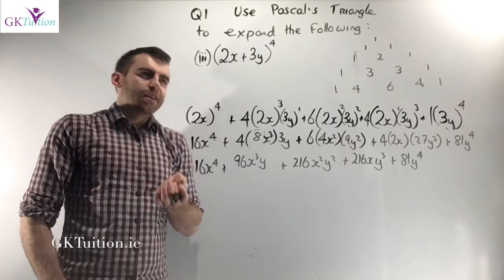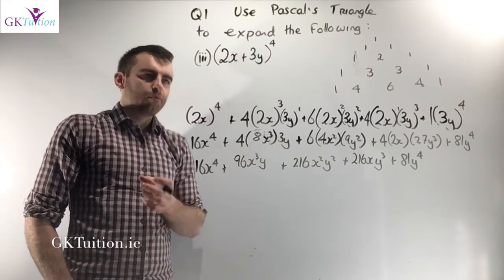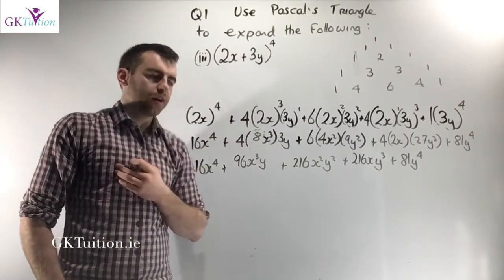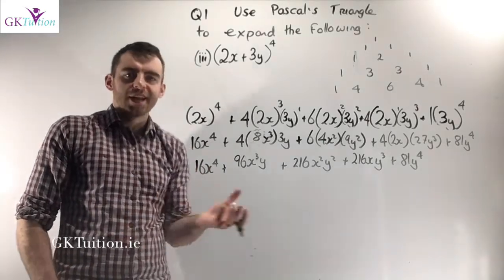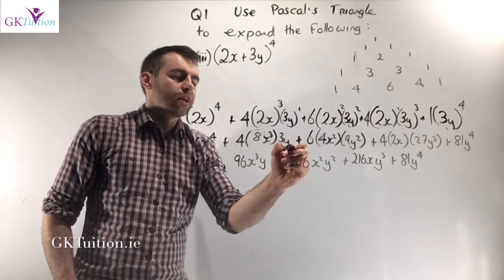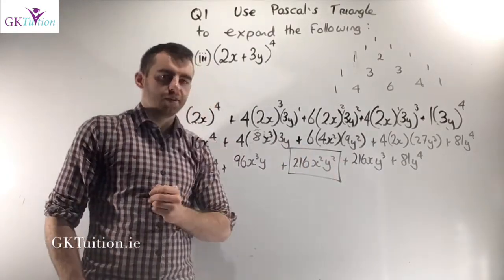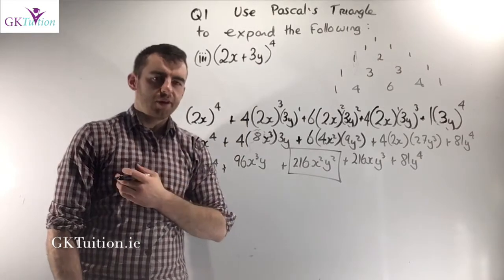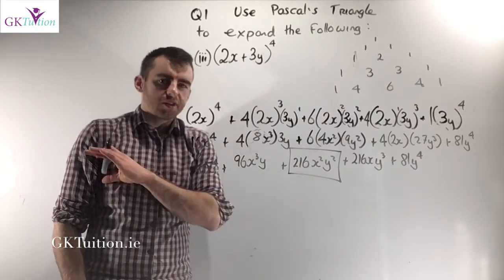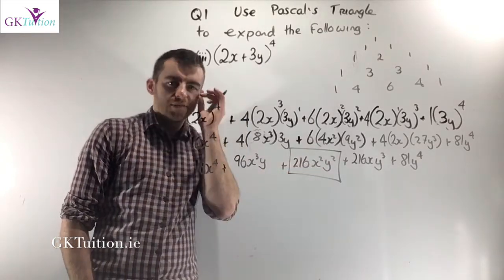I think the way an exam question is likely to come up, rather than asking you to expand the whole lot, they might ask you to find the third term, or find the term that has an x squared in it. So the term that has an x squared in it in this case would be that term. But even if it's to the power of 4, there's only 5 terms altogether. I still think your life is made easier if you just find them all and then identify which term you're actually looking for.